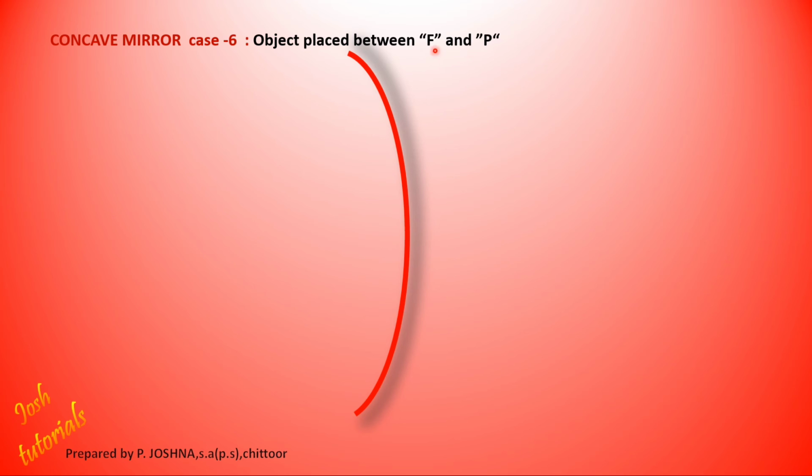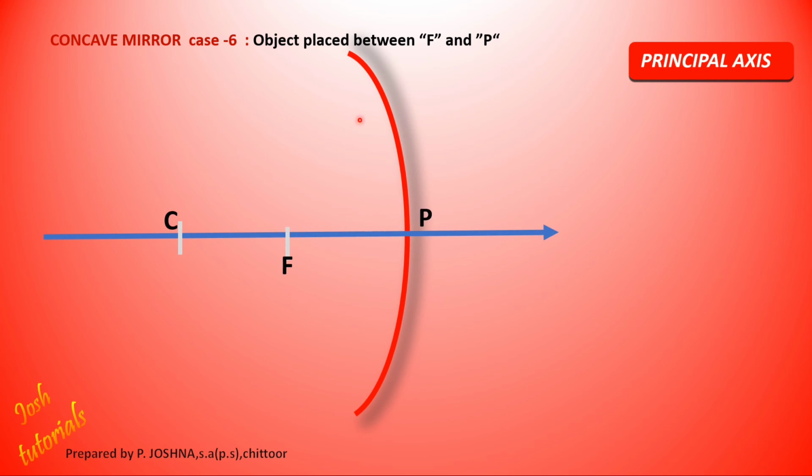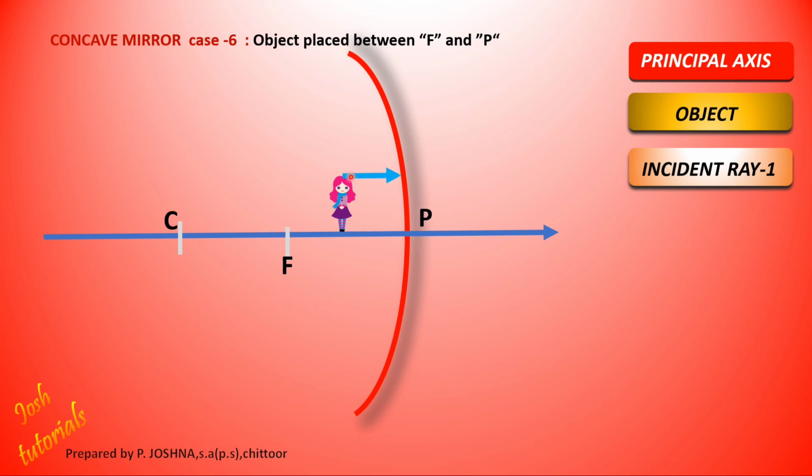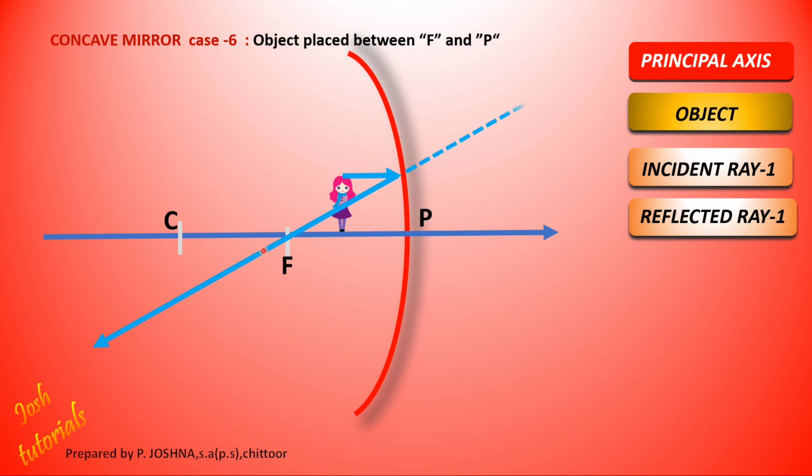Now look at the last case. The object is placed between the focal point and the pole of the mirror. Draw the mirror and mark the points and place the object between F and P. And now draw the first ray, the incident ray. It is parallel to the principal axis, so it gets back to the focal point.